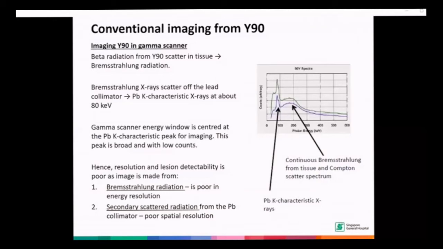The gamma scanner energy window is centered at the lead K characteristic peak for imaging, and this peak is broad with low counts, unfortunately. Hence, resolution and lesion detectability is poor, as the image is made from Bremsstrahlung radiation, which is poor in energy resolution. Secondary scattered radiation from the lead collimator results in poor spatial resolution as well. So this continuous spectrum can be seen.